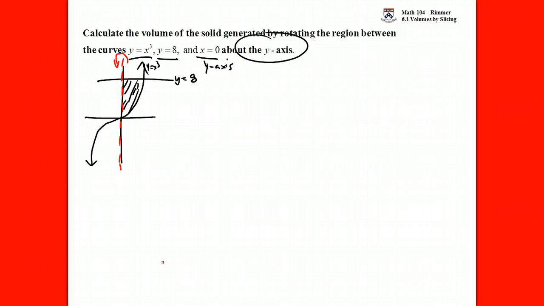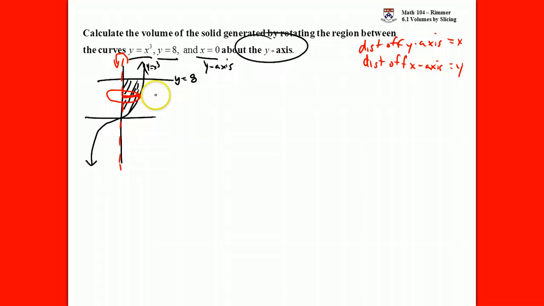There's no gap between your region and your axis. When you rotate this, you'll get a solid disk. That solid disk will have a volume that it's up to you to find, and it'll be this distance as the radius. That distance there is an x distance. The distance off the y-axis is x, just like the distance off the x-axis was y.